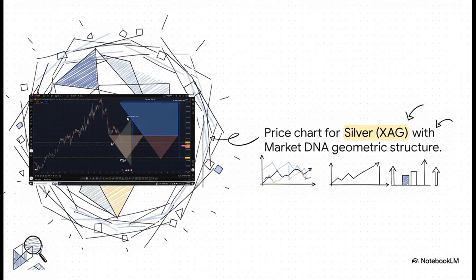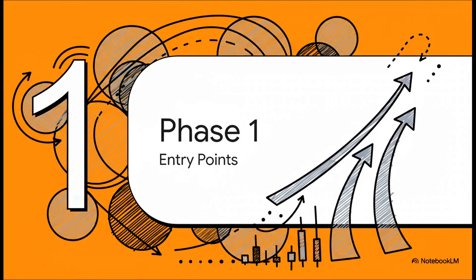Our goal is pretty straightforward. We're just going to walk through the documented phases of this one specific cycle using only the source material provided. So let's jump right in with the first step, the entry. Okay, phase 1. This is where the whole cycle gets started. This phase is all about defining the entry points for a potential trade.